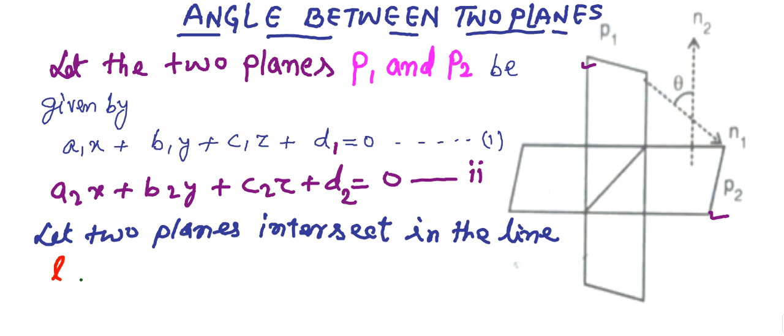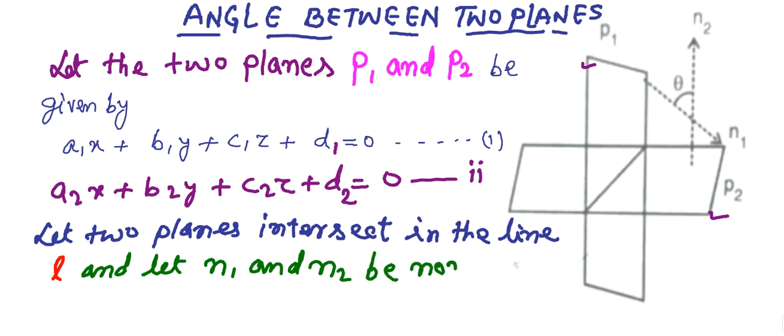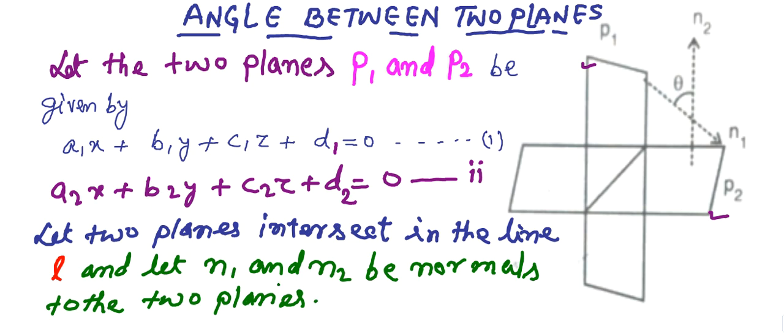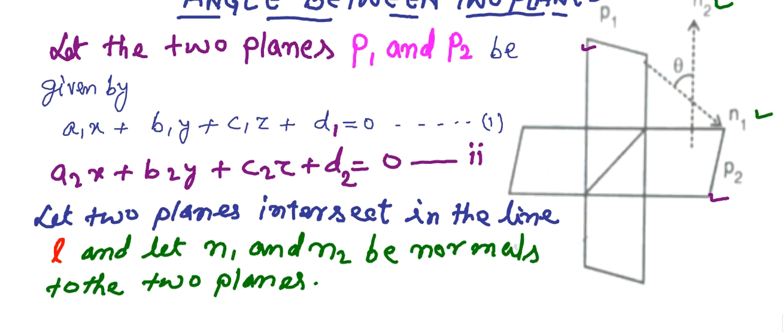And let N1 and N2 be the normals to the two planes. Here is N1 and here is N2. Are you seeing it on the screen?